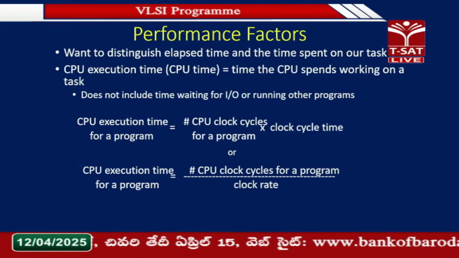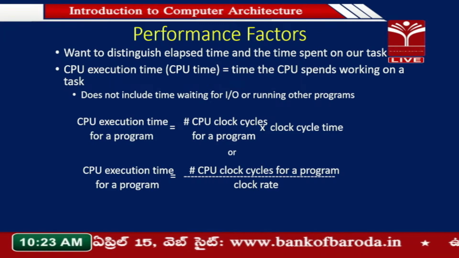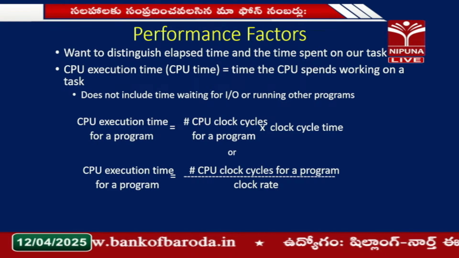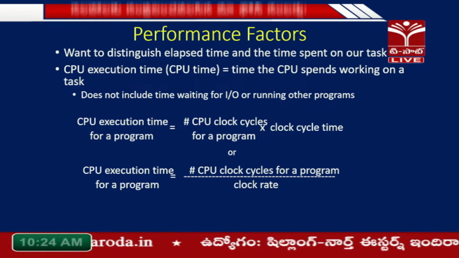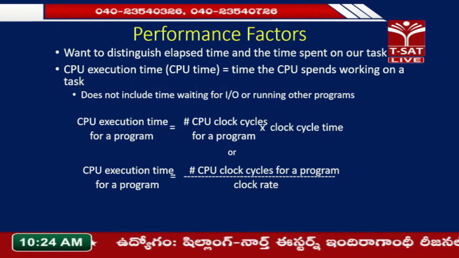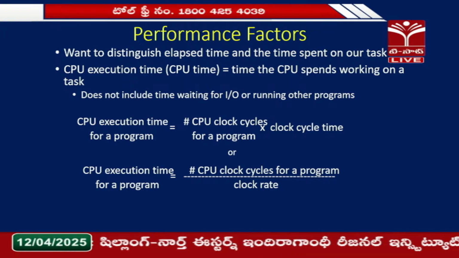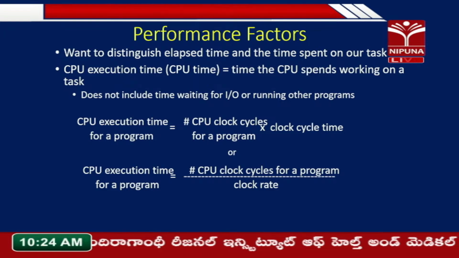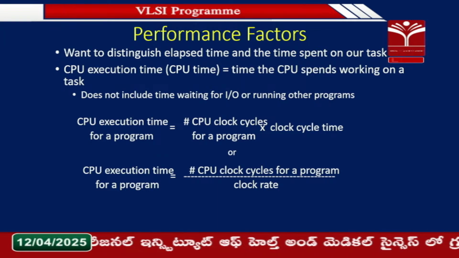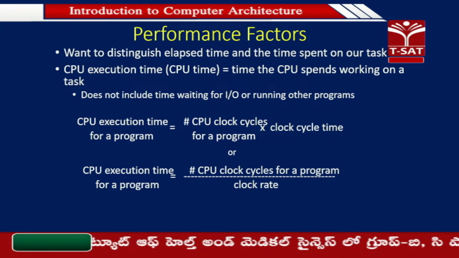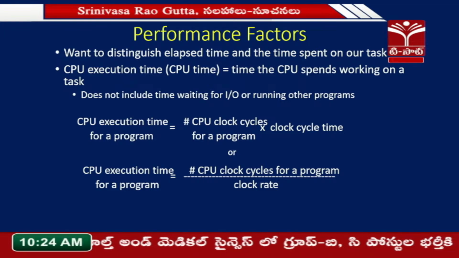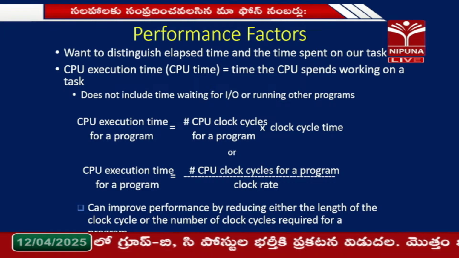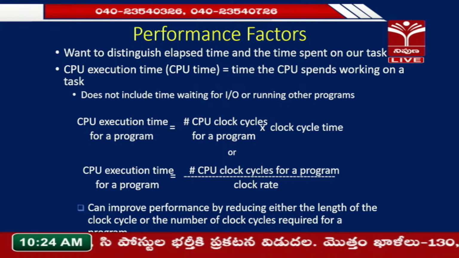So, when you talk about the CPU execution time, it is the clock cycles for a given program, which does not include the wait times, multiplied by the clock cycle time, which is basically the inverse of the clock rate. So, it is the same equation with the clock cycle time and the clock rate. What we are defining here is a CPU execution time for a given program, which is dependent upon the number of clock cycles for a program. At any given time, you can improve the performance by reducing the length of the clock cycle time, which is basically what we talked about.